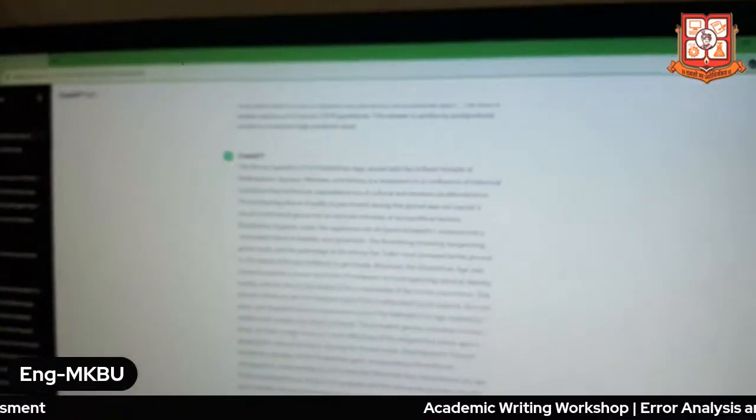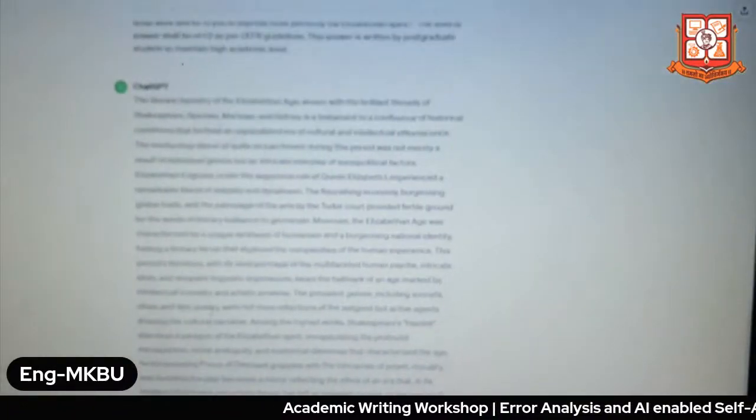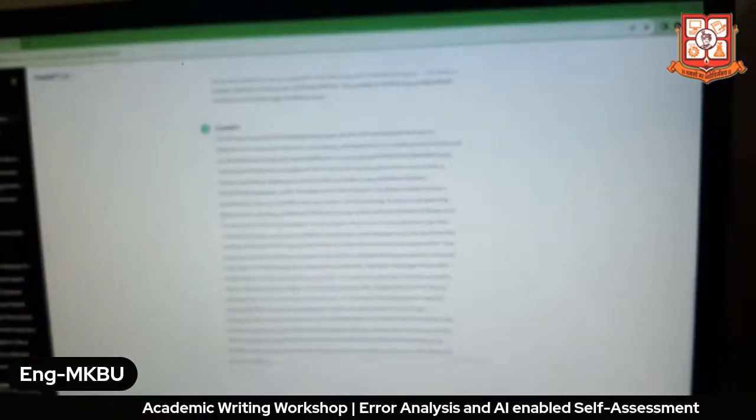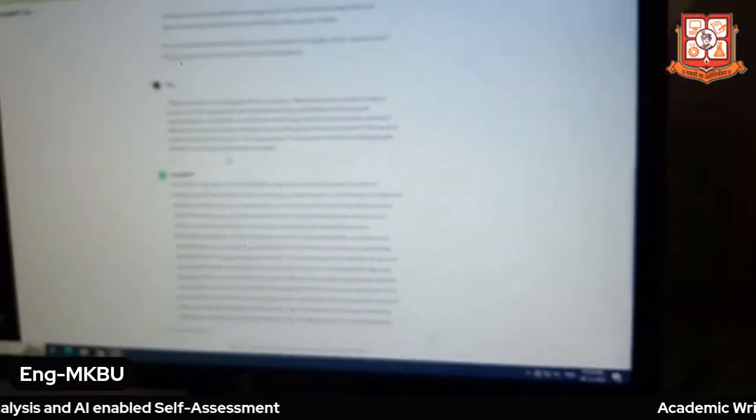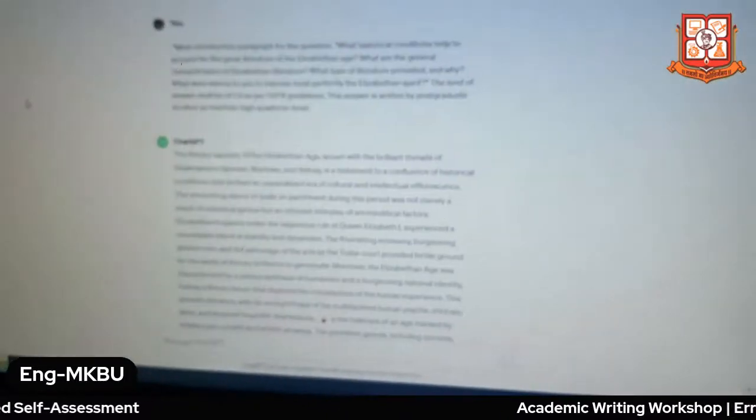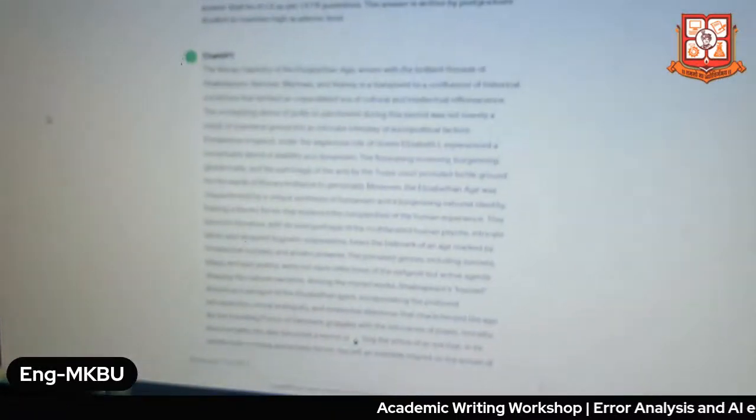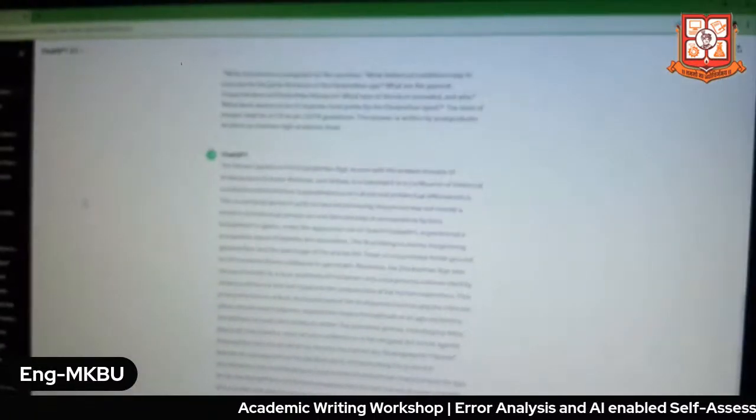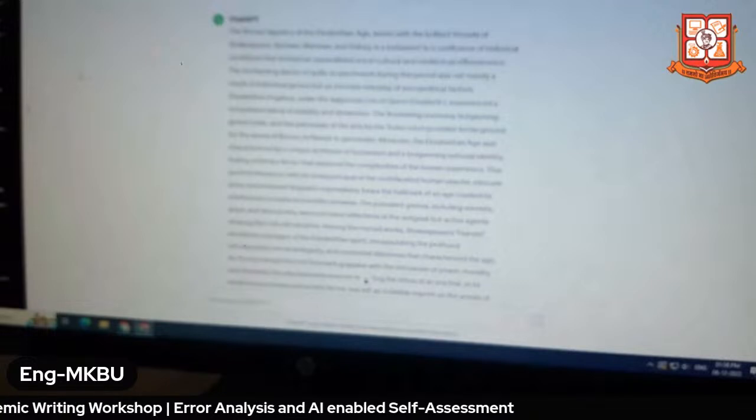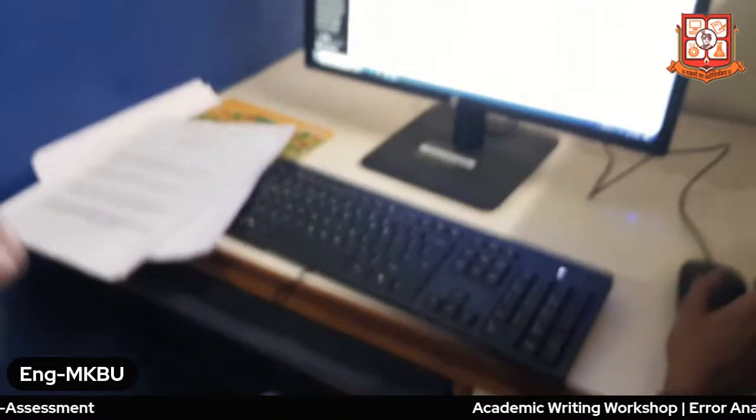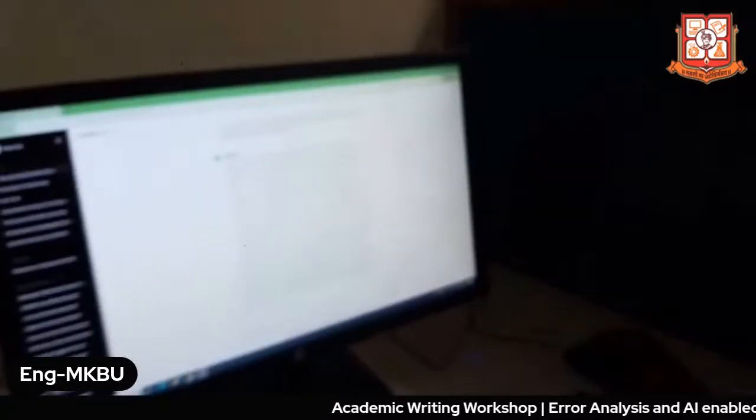So what was your prompt? As what you said, sir. Write into the paragraph to the question. Okay. So how you get the literary tapestry of Elizabethan age woven with the brilliant threads of. So it has used the semantic field of this tapestry. Scroll down. Okay, now again you can prompt to see what else is it up to C2 level or not, and then you get your response.